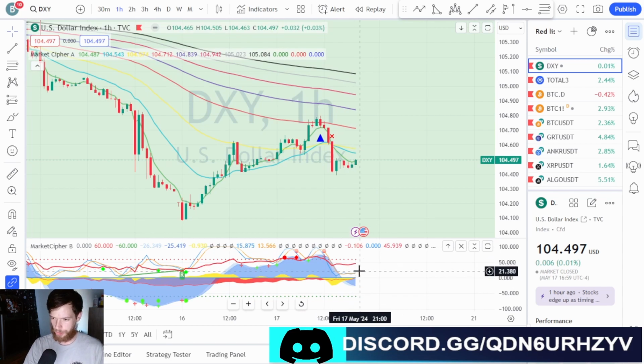Stochastic is below that 30 area, slightly favoring the bearish territory. Our RSI does want to pull back. VWAP is trying to push forward. We do have a strong low here, and that momentum is favoring the bearish territory.